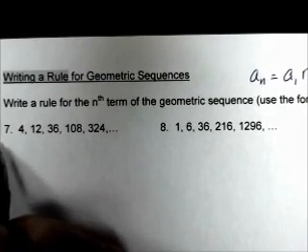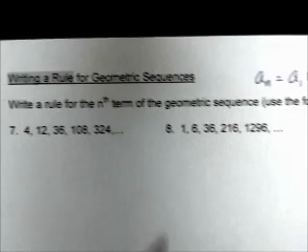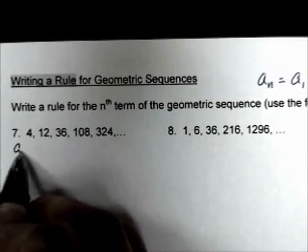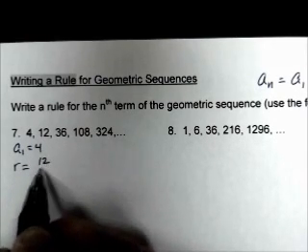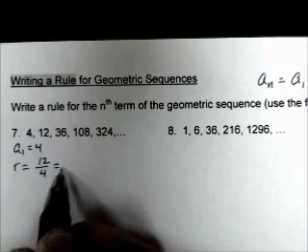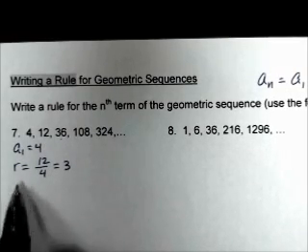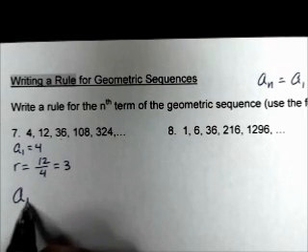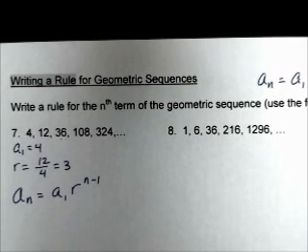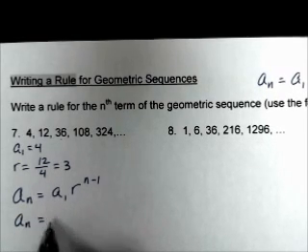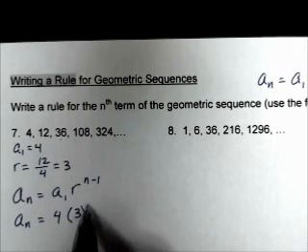All right, so in number 7 here, 4, 12, 36, 108, 324. a sub 1 is definitely the 4. What's our r value? The common ratio of 12 divided by 4 is 3. 36 divided by 12 is 3, so 3 is our common ratio. a sub n equals a1 r to the n minus 1. So a sub n equals 4 times 3 to the n minus 1.